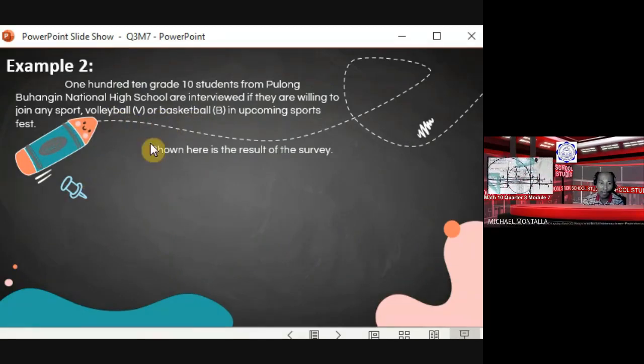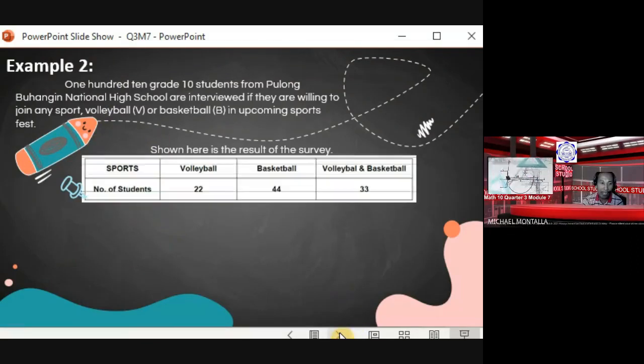Okay? So, medyo magandang isolve yung problem, di ba? So, gawa tayo muna ng table. Pwedeng i-table muna yan bago tayo gagawa mamaya ng Venn diagram. Base sa problem analyzation natin, ito yung lumitaw sa survey. Sa volleyball, 22 ang gustong mag-join, 44 ang gustong mag-join sa basketball, at 33 sa volleyball and basketball.